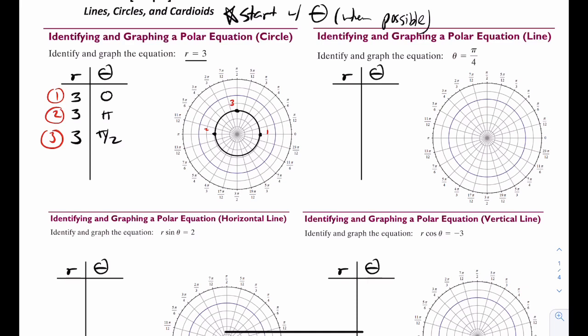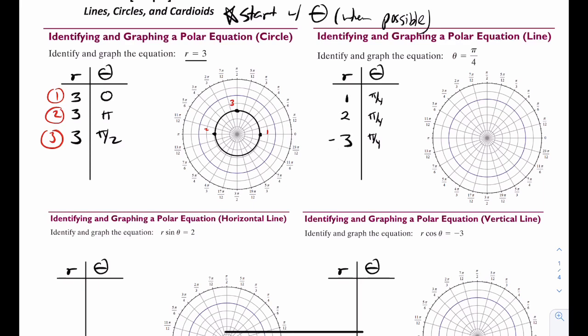This one says theta is pi over 4, so that's interesting. So again, I'm going to do 3 points. And pi over 4 is the fixed angle. And that means r could be anything. So r could be 1, r could be 2. You could even pick a negative number like -3.